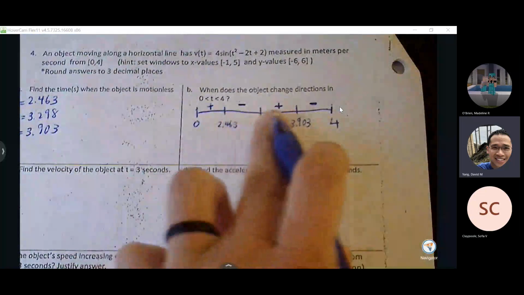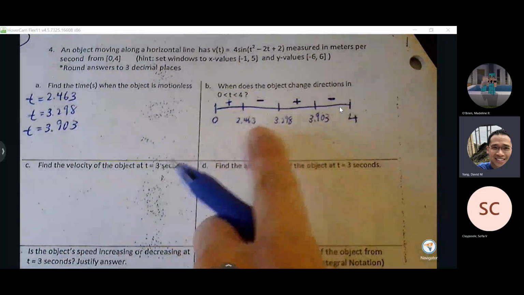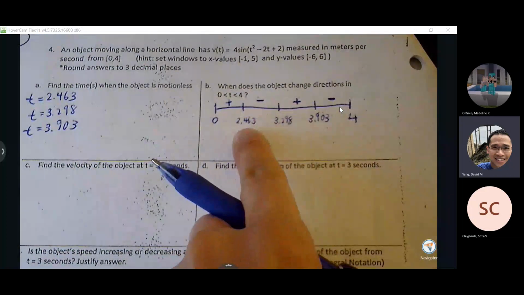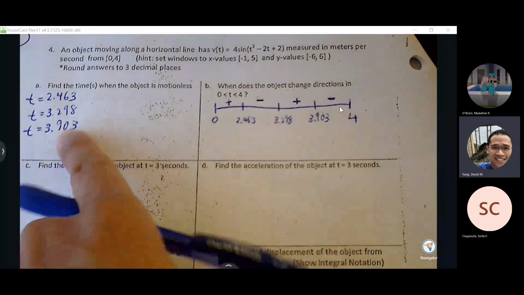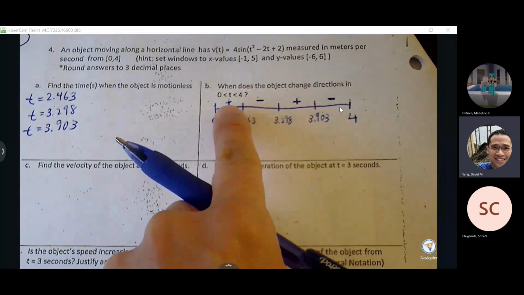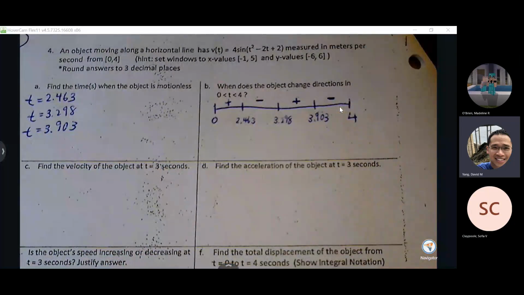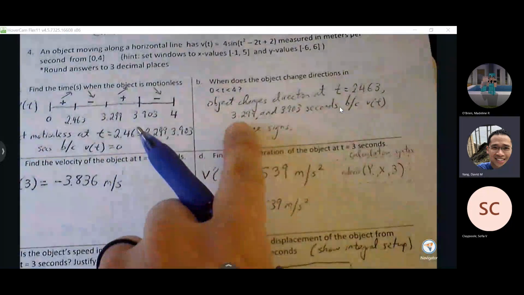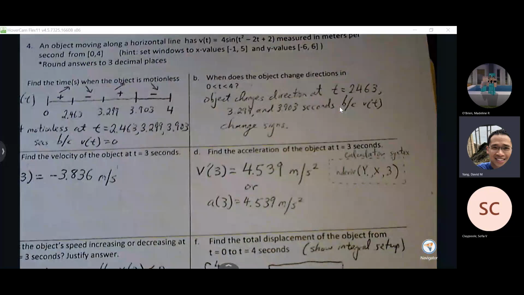So this negative. Okay. So now it says, when does the object change direction? Well, we have the times when it's motionless. We have the sign line. Everything that we need is going to be on this graph. So these are also places where it changes direction, because not only does the object stop, it actually goes from right to left, left to right, right to left. So the same answer as part A, but we're able to produce more information. So the object changes direction at these 3 t-values because velocity changes signs.